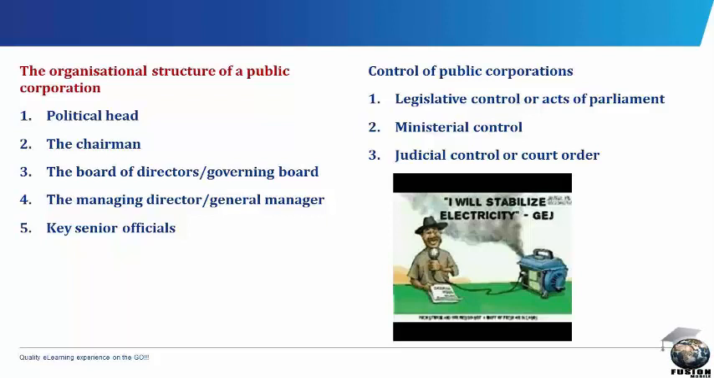Number 3, we have judicial control or court order. The courts can declare any act made by some corporations illegal or unconstitutional. This is done when they are breaching the act upon which they were set up. The judiciary can also stop any public corporation from denying its services to any customer. These are ways through which public corporations could be controlled.